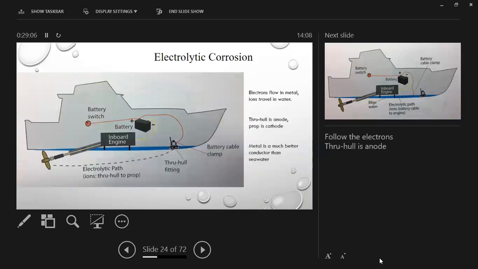Here's the typical scenario. Your positive lead from your battery has been taken off. You've got a battery bank, and you've taken a battery out to replace it. You disconnect one of the leads, it drops into the bilge and comes in contact with a bronze through hull. So what's going on here? What's the anode? What's the cathode? If we're doing a corrosion survey on this boat, how do we figure out what's happening and why? Follow the electrons. Always follow the electrons.